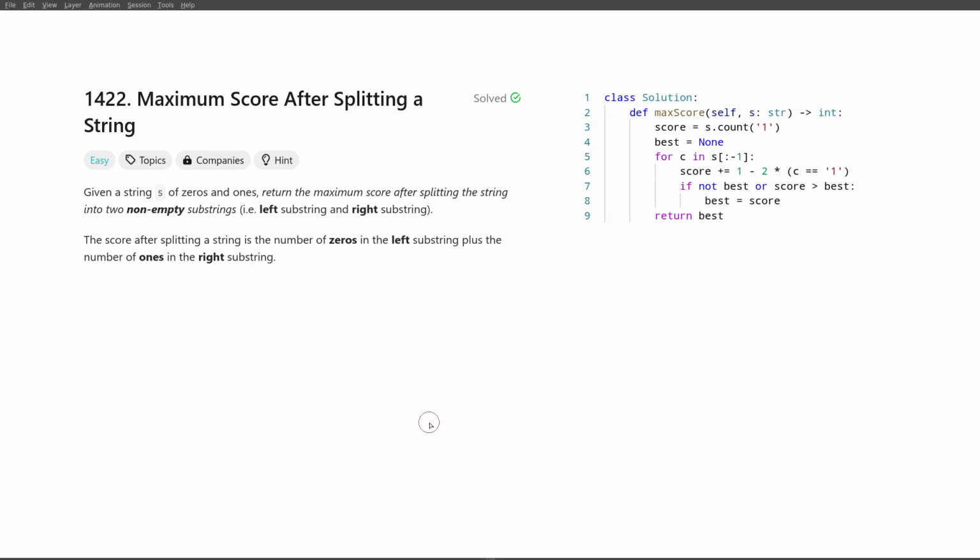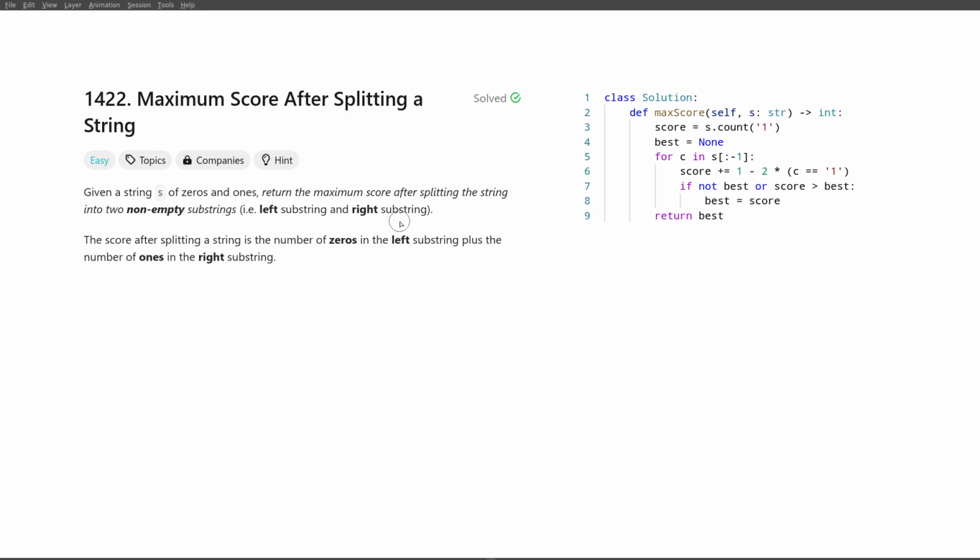Hello everyone, today we'll talk about the solution to the problem maximum score after splitting a string. This is quite an easy problem, and the only question that remains for us before we can solve it is how to implement this score calculation optimally. Certainly we don't want to have anything worse than linear. We have to have a linear algorithm because we have to look at the whole string.